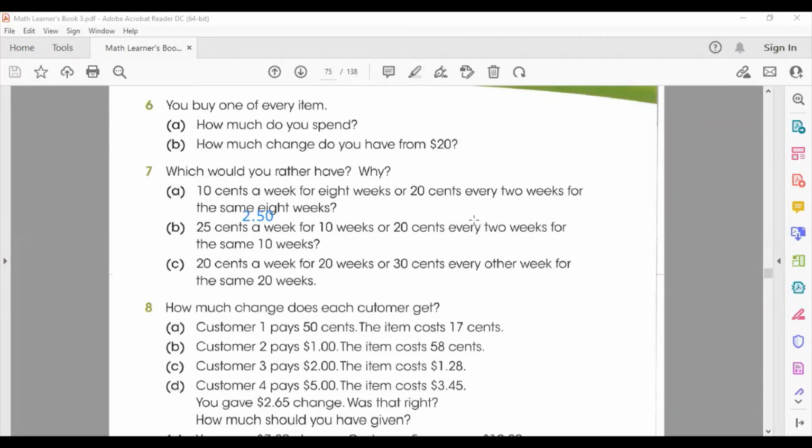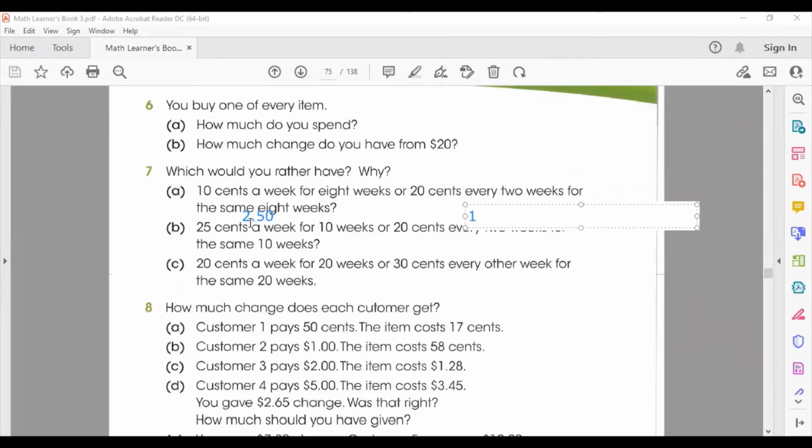So if you're talking about 20 cent every 2 weeks, in 1 week you need to pay 25 cent, and for 2 weeks 20 cent, for the same 10 weeks. So in 10 weeks we need to pay 5 times. 5 times 20 means 100 cent, or you can say $1. So we can write here $1.